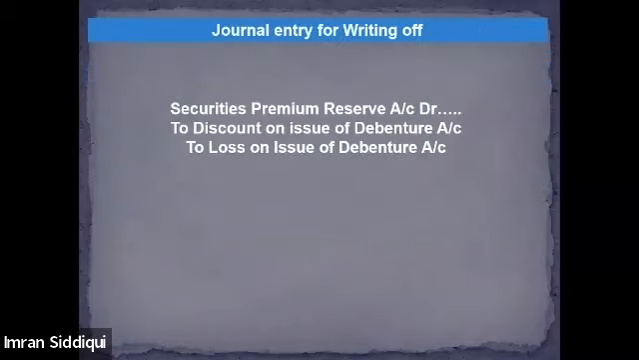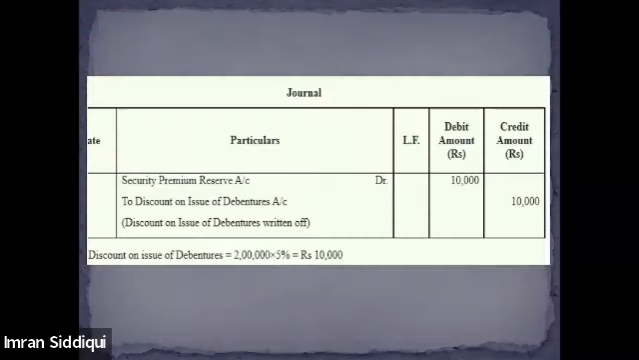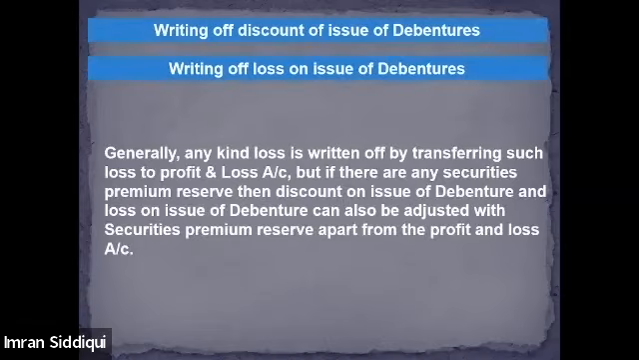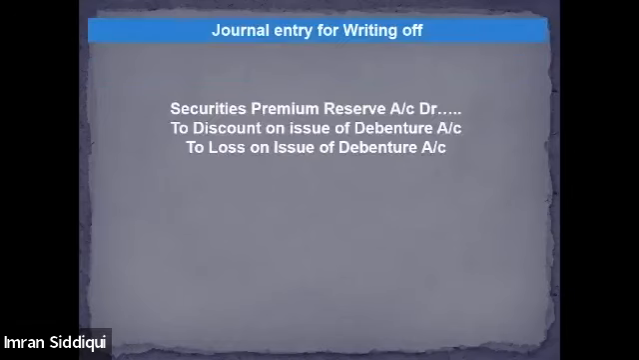We'll discuss a few questions based on it, and how do we actually pass the entry to write off the loss. But before that, I want you to note this down. Please note this concept, and apart from this, you have to pass the entry. Note down the entry as well. Okay, the entry for writing off the loss is this.